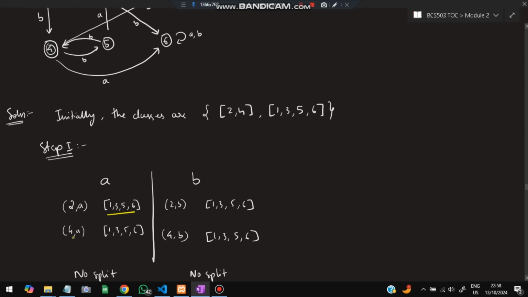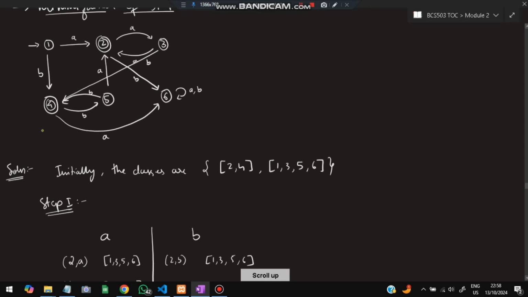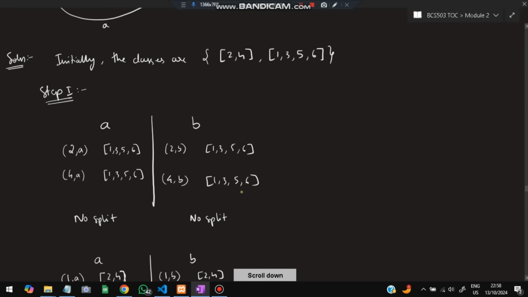Okay. Same thing I'll do for this also. 4 with A, where is it going? It is going to 6. 6 belongs to which group? 6 belongs to this group. So I'll be writing 1, 3, 5, 6 here. Okay. Like that I'll do for B also. I'll write here where B is going with that class. And I'll observe if these both are same or not. If it is same, I'll write no split. Are these both same or not? It is same. I'll write no split.